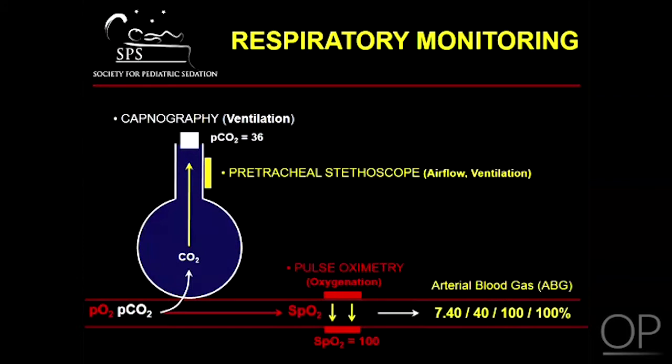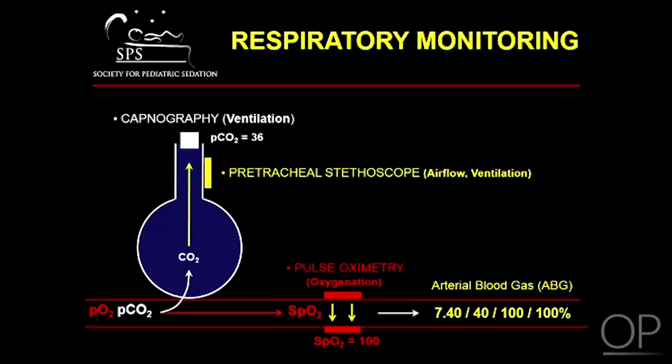This slide depicts the physiologic sites at which monitoring occurs, their typical normal values, and their comparison to the gold standard, the arterial blood gas. Oxygenation is measured via pulse oximetry at the arterial level. Unfortunately, no sensor currently exists that can measure arterial carbon dioxide non-invasively.